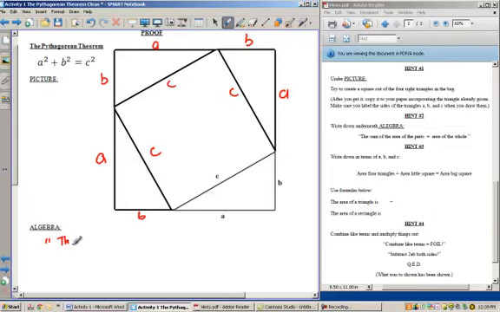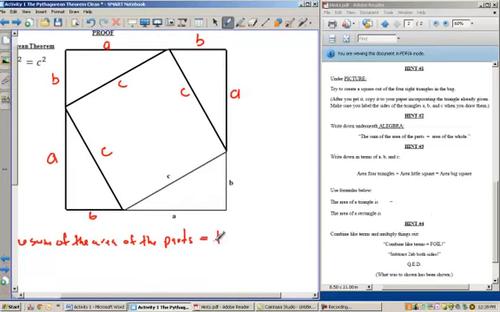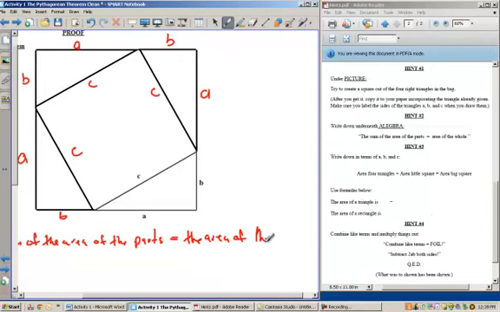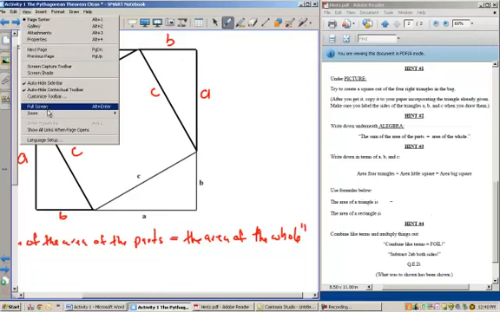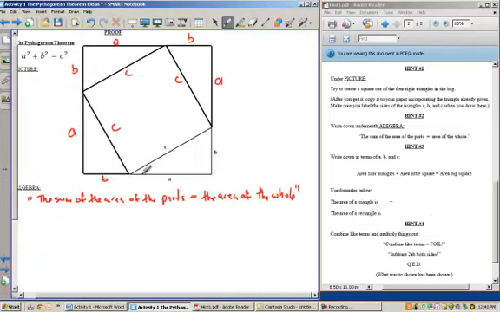The sum of the area of the parts is equal to the area of the whole. Let's see if I can zoom out a little bit more here. All right.